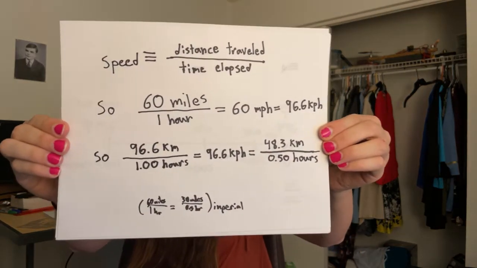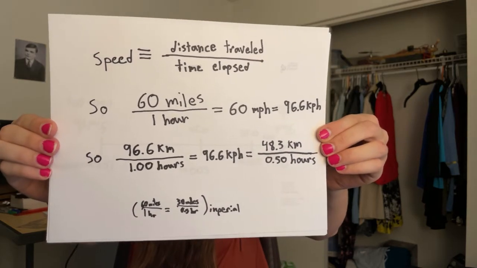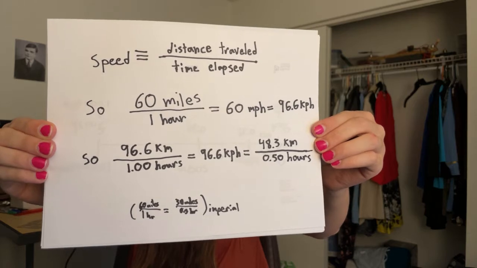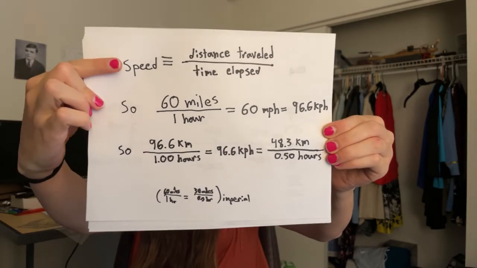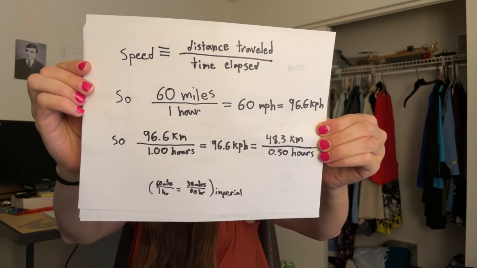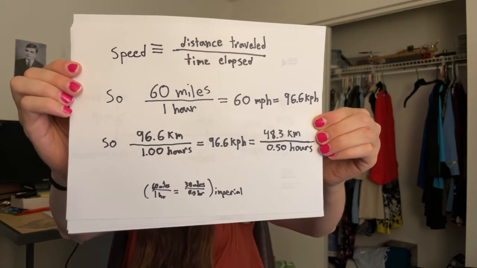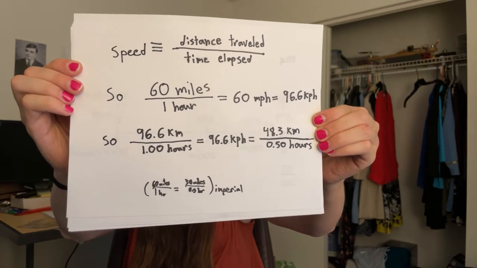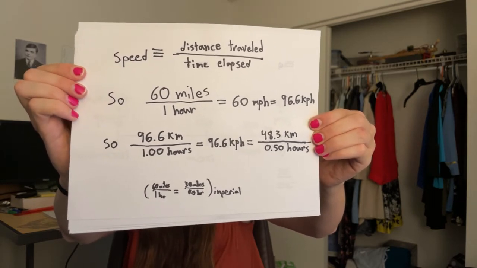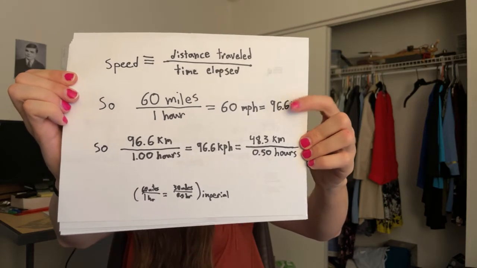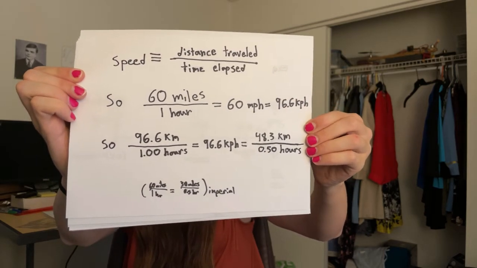And so let's say your speed is 60 miles an hour. So that's 60 miles in 1 hour, because the definition of speed here is just distance traveled over time elapsed. So 60 miles per hour is 60 miles in 1 hour, 60 mph, or if you want to use sane normal units, it is 96.6 kilometers per hour. So, okay, that's all fine and good.